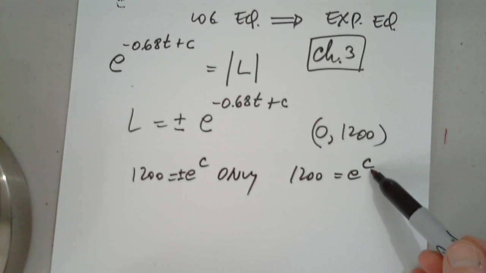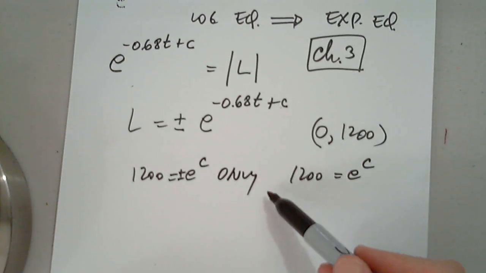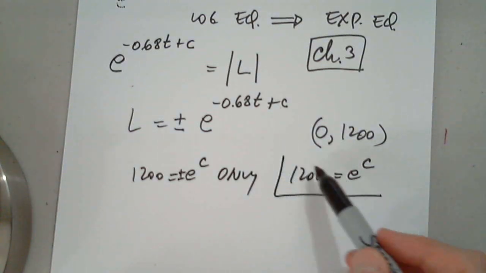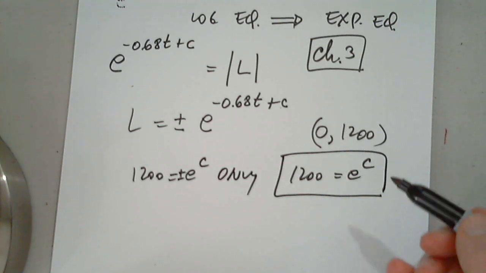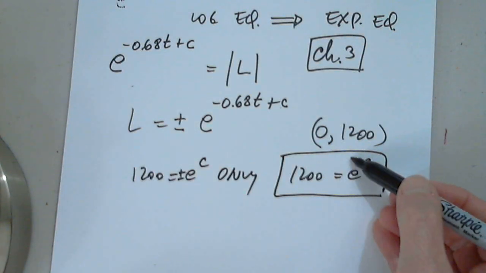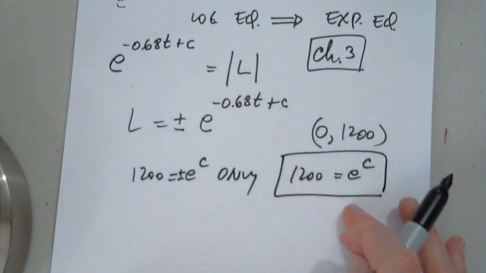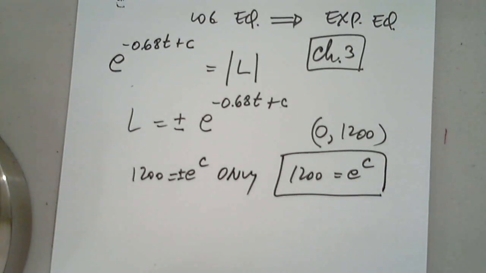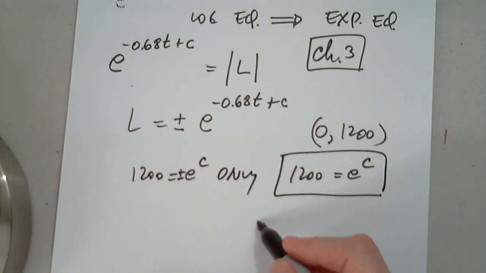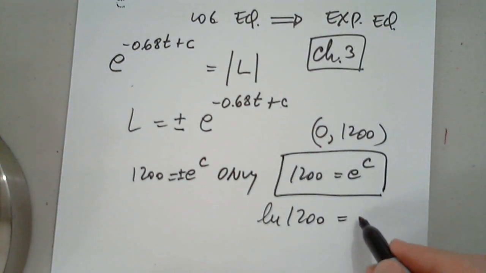In order to find c, we have to apply something. This is again from algebra. What do I apply to both sides? I need somehow to bring c down. Which function? It must be the inverse of this. Natural log. Yes. So natural log of 1200 equals c.